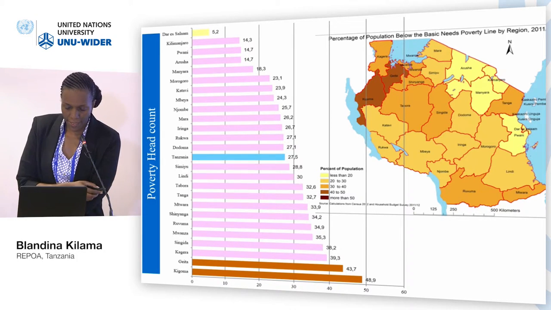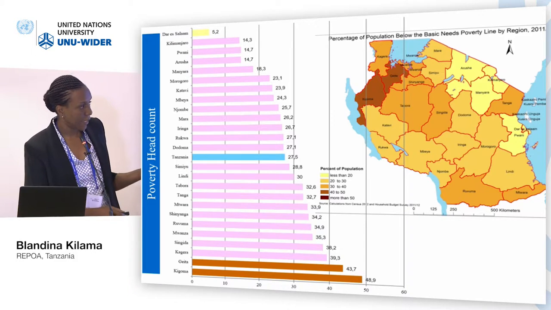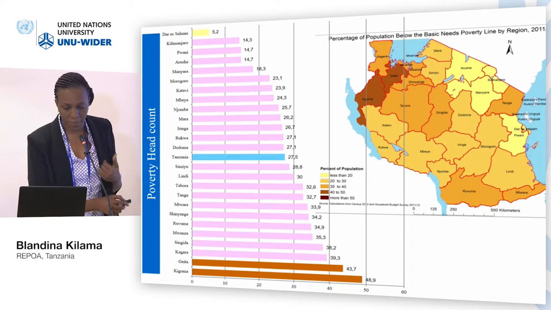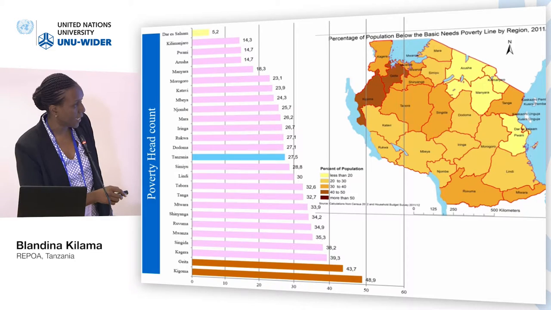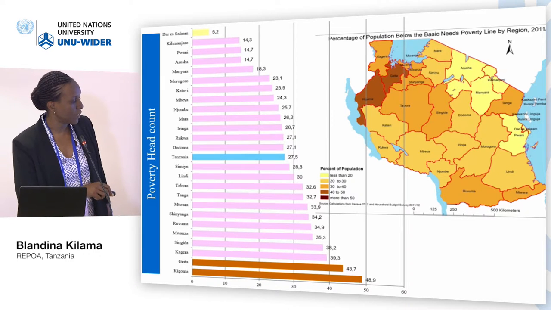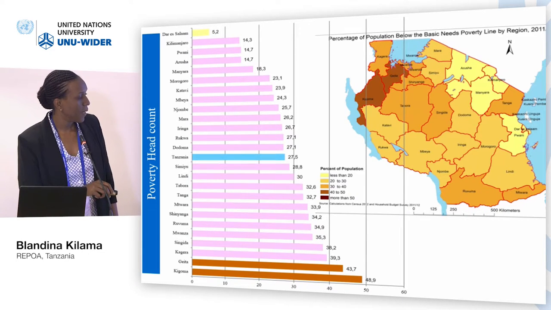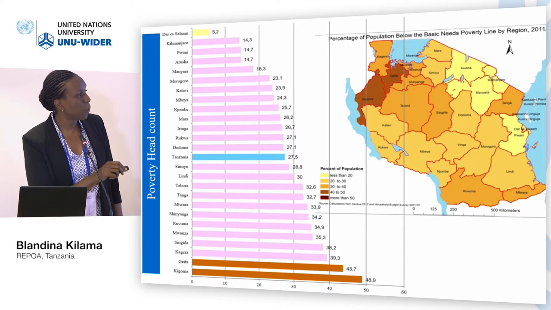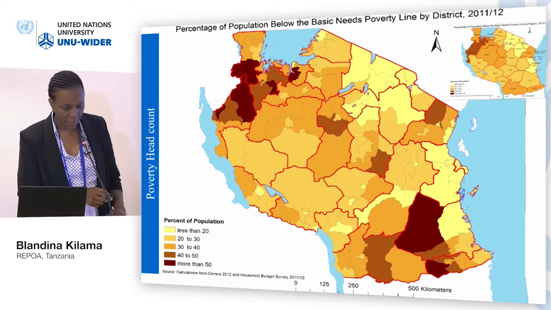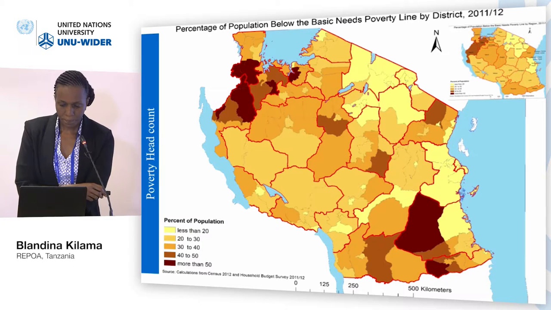Now, when you have such figures, there are still even more differences within regions, and this in particular is showing the districts. You see the northwestern side being darker, whereby more than 50% of the population is under the basic needs poverty line, and again you see it on the south, the southeast.